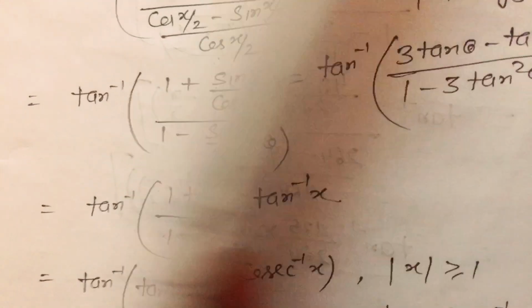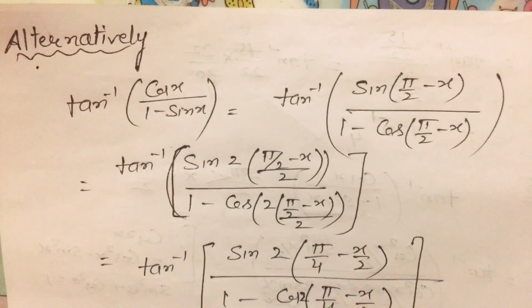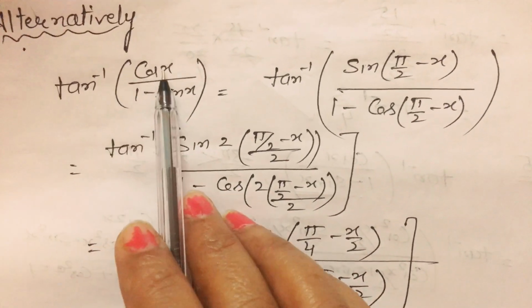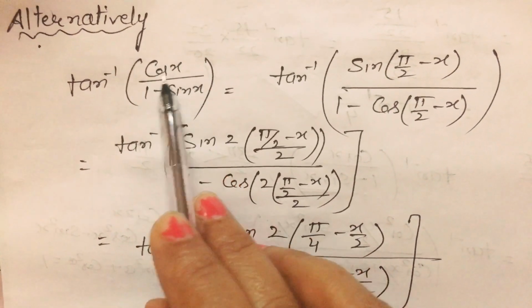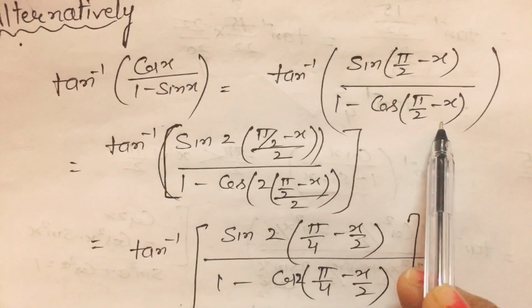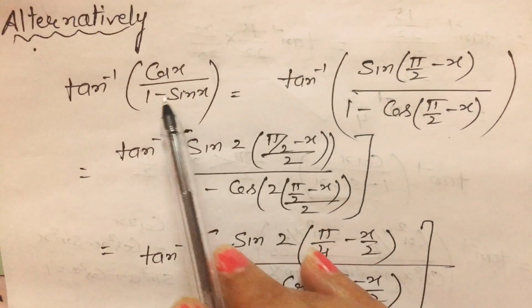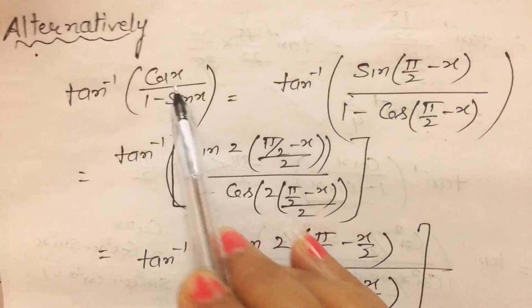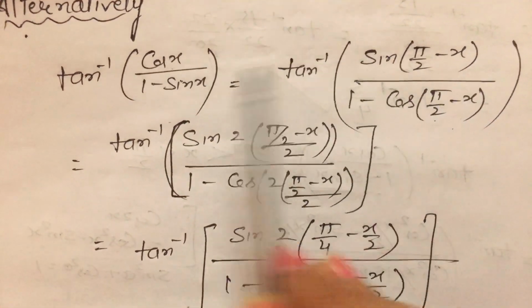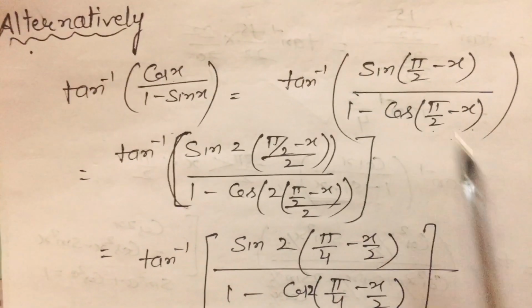Now we can do this same question another way. This is easier than that. Tangent inverse of cos upon 1 minus sin: we can take cos in the form of sin and sin in the form of cos. We know the formulas for 1 minus cos 2 theta and 1 plus cos 2 theta. So I am changing cos into sin and sin into cos. So what can we write cos as? Sin of 90 minus theta, and sin is cos of 90 minus theta.